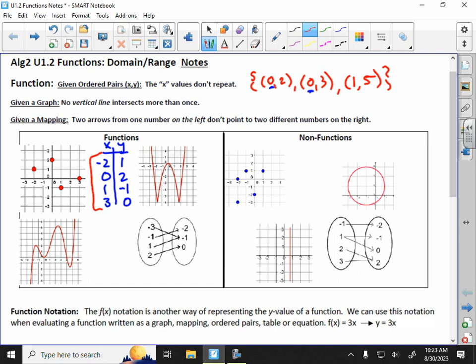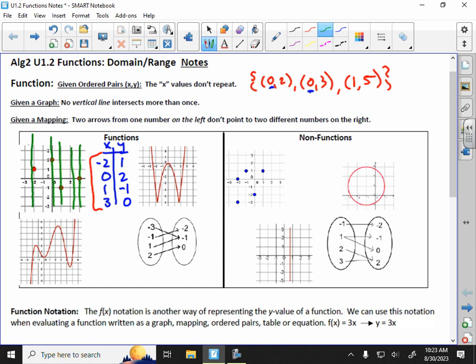Another way we can see it is by doing the vertical line test, because it's a graph. If I were to take a vertical line and draw it anywhere on this graph, I can't intersect two points at the same time. Any vertical line that's drawn, I'll never be able to intersect two points at once. So this is another way to see it as a function.